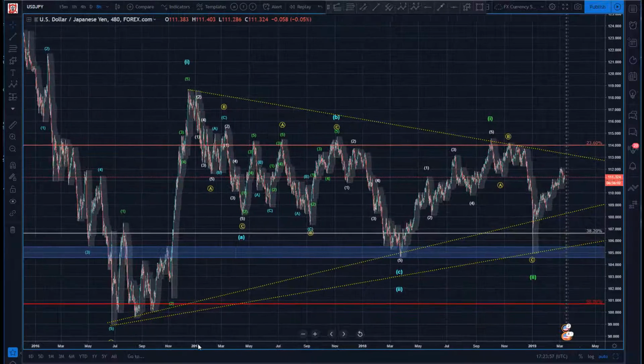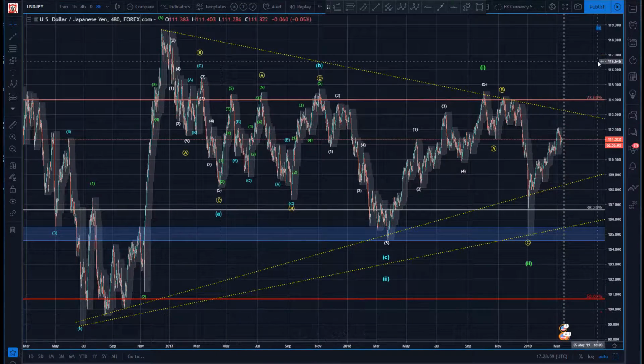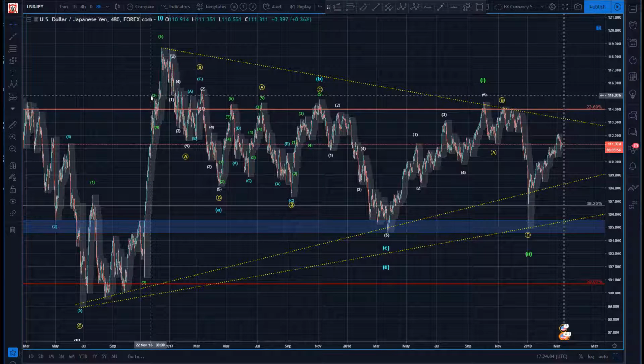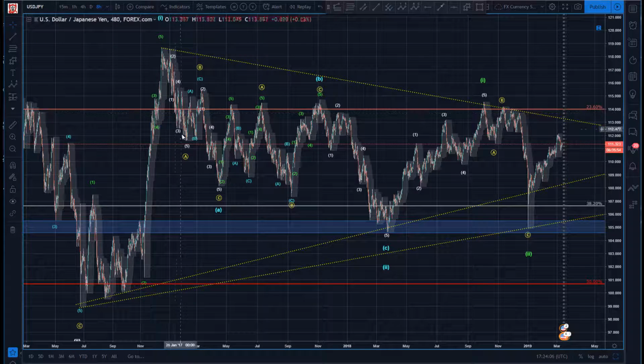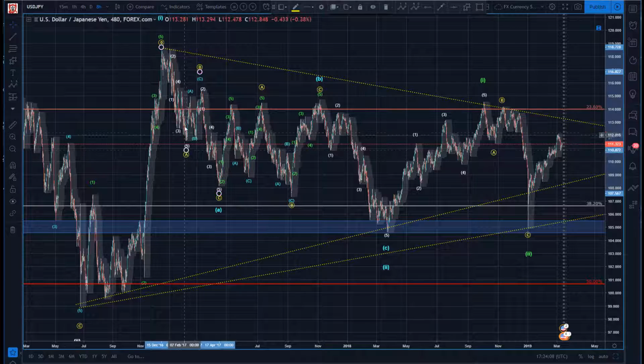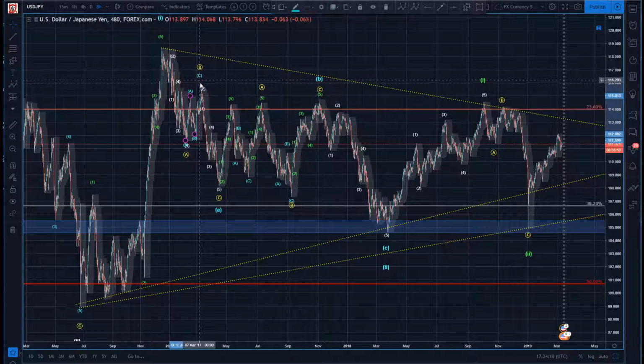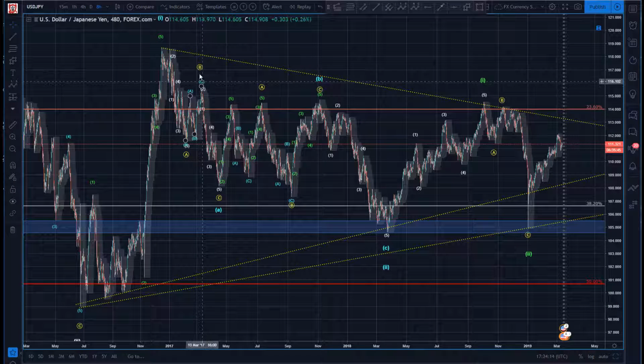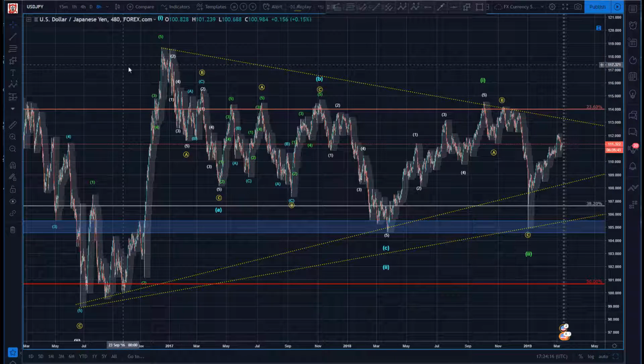So it looks like we get a flat within a flat. So let me open this up a little bit. So I can get, yeah, I have a diagonal here. So I can get a leading diagonal into my A wave here. A, B, C into the, so I've got A, B, C into the C of the B here. Right? Then I get the 1, 2, 3, 4, 5.